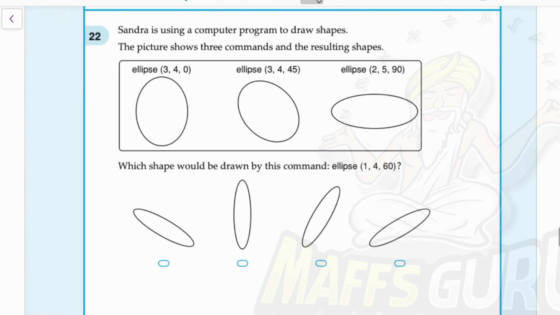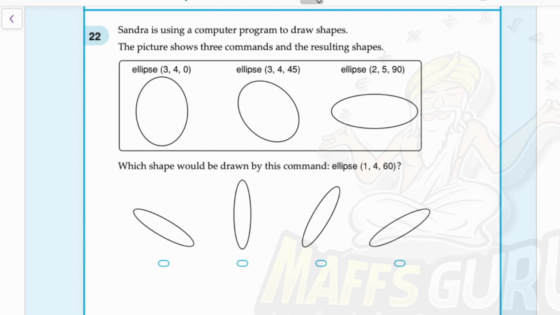Sandra is using a computer program to draw shapes. The picture shows 3 commands and the resulting shapes. Ellipse, ellipse, ellipse. Which shape would be drawn by this command ellipse 3, 4, 60? That's a very good question. So this is now a lateral thinking question.